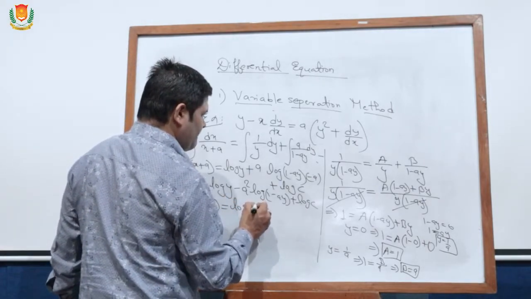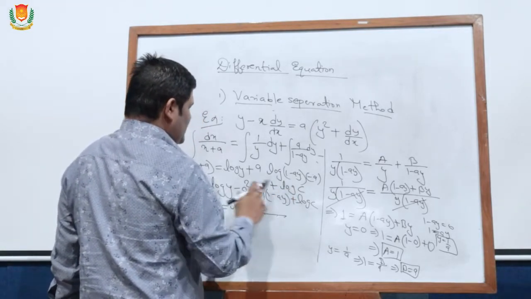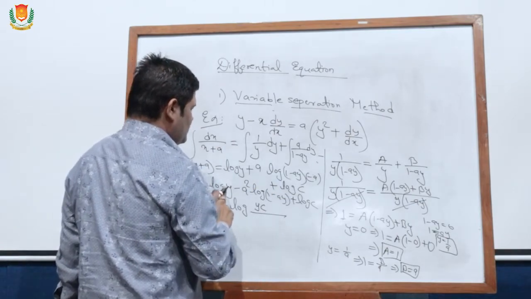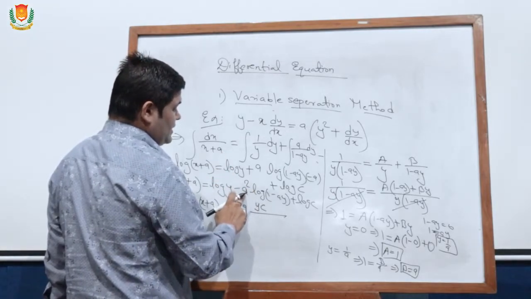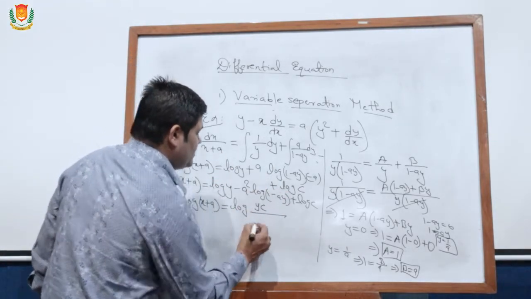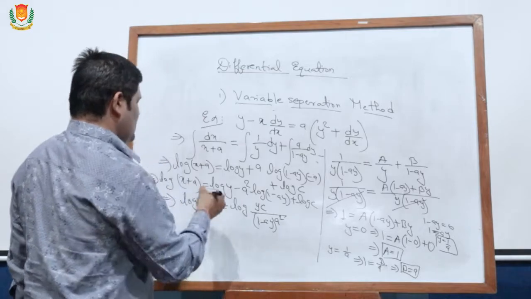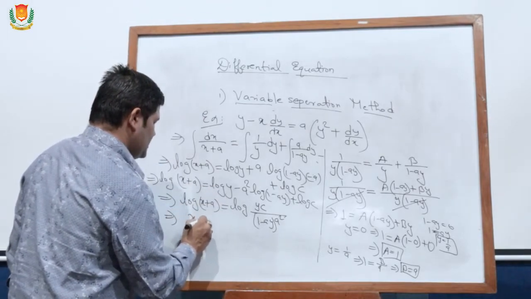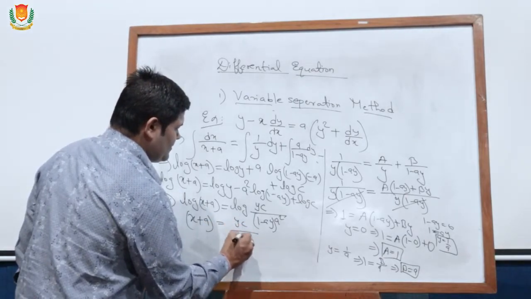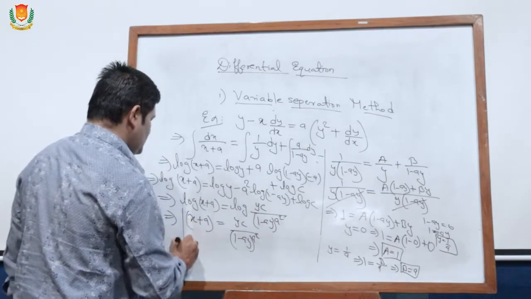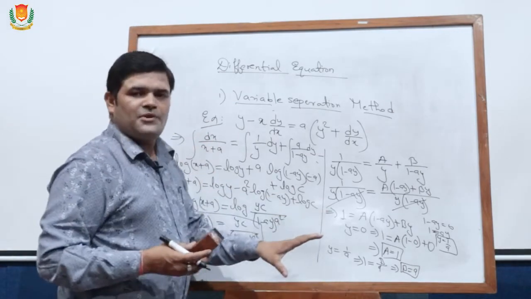Log y c upon, because when there is addition between the logs, it converts to multiplication, and where there is minus, it goes to the denominator, and this goes to the power of 1 minus ay, so 1 minus ay to the power a square. Then after solving this, the log cancels out, and x plus a equals yc upon 1 minus ay whole to the power a square. This is the solution of this differential equation. So it is the variable separation method, students.